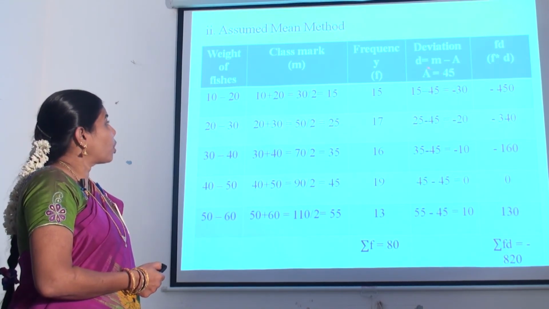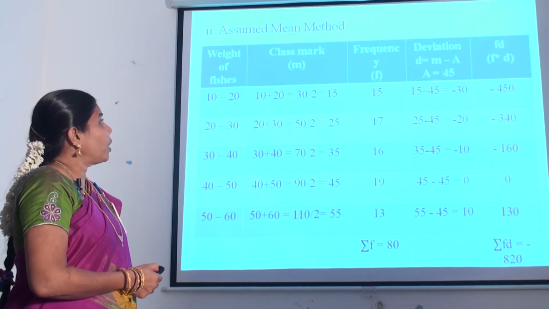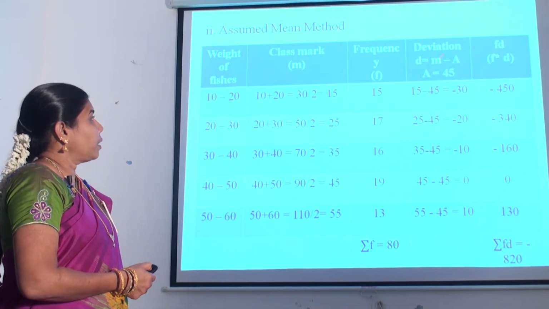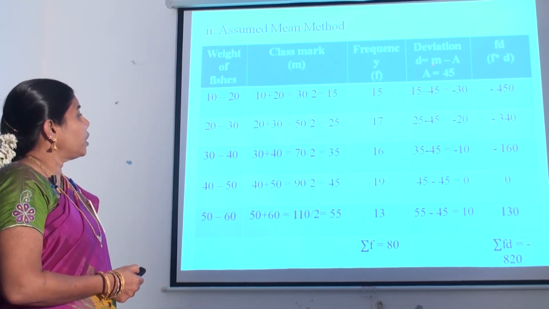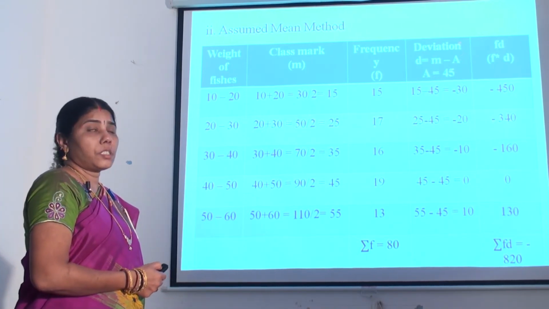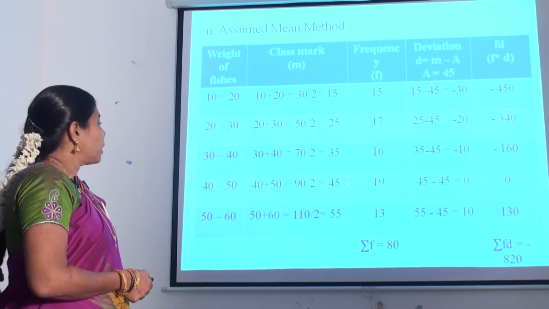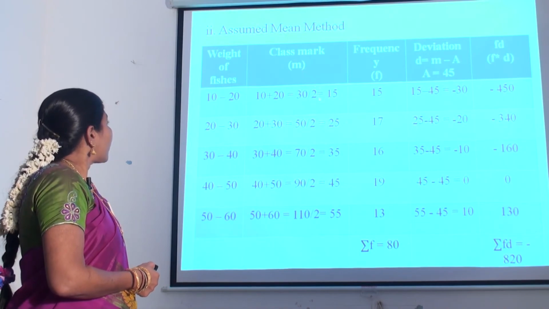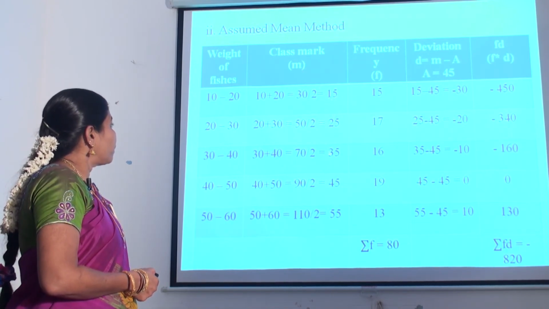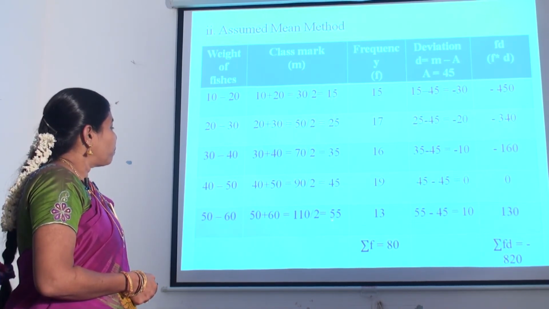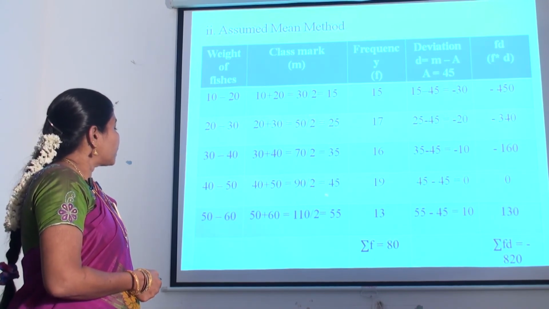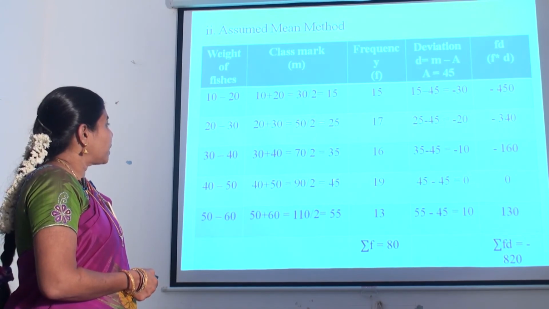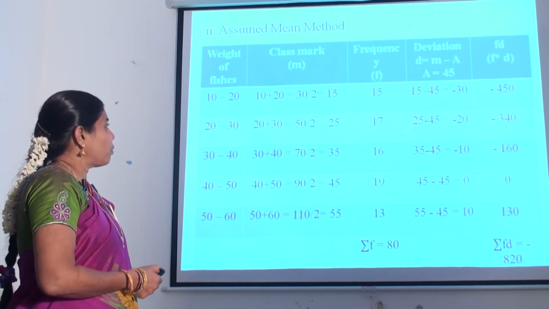Then in the fourth column we have to calculate deviation. D is equal to m minus a. D is deviation, m is mid value, a is assumed mean. So here the assumed mean is 45, m is class marks, that is 15, 25, 35, 45, 55. The class limit containing the highest frequency is selected as the assumed mean, that is 45.